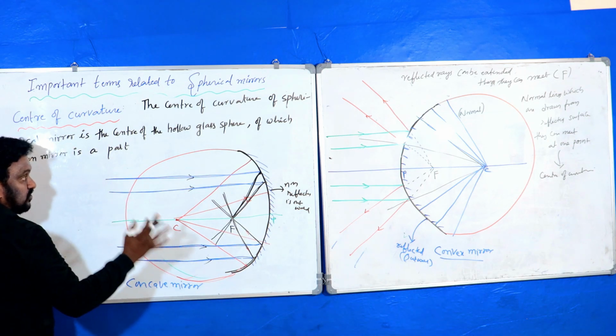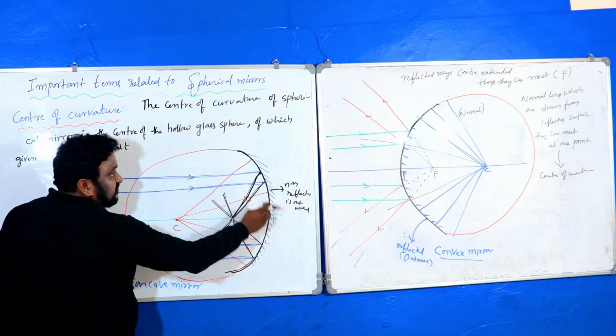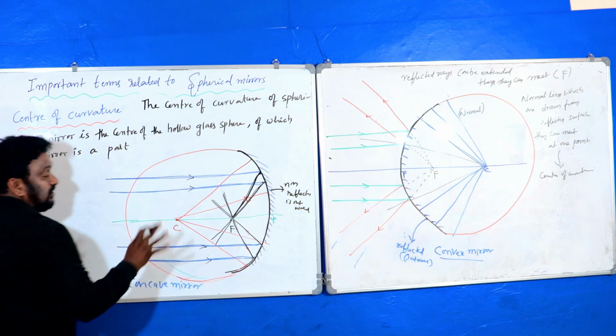In case of a concave mirror, the reflected rays which are coming from the reflected surface, they meet at a particular point on the principal axis. That should be what we call the focus.